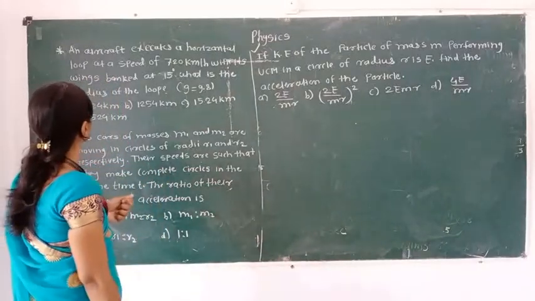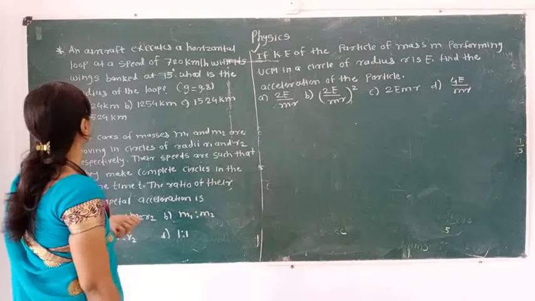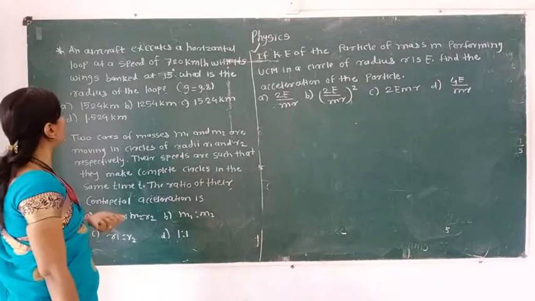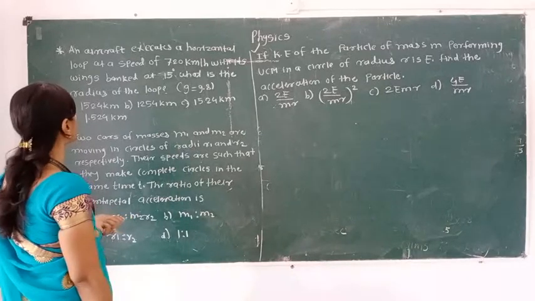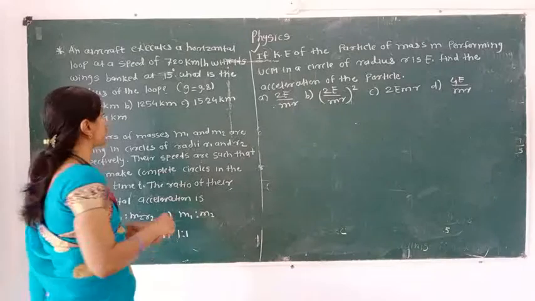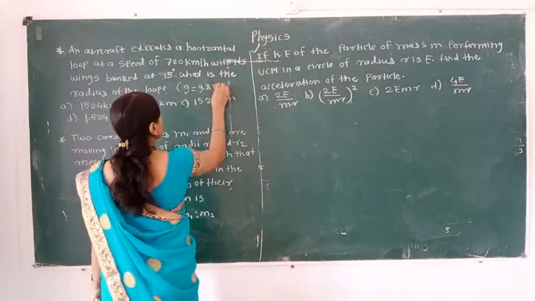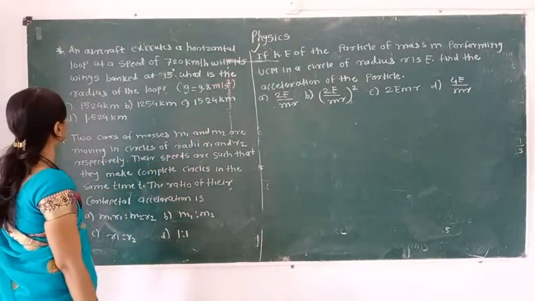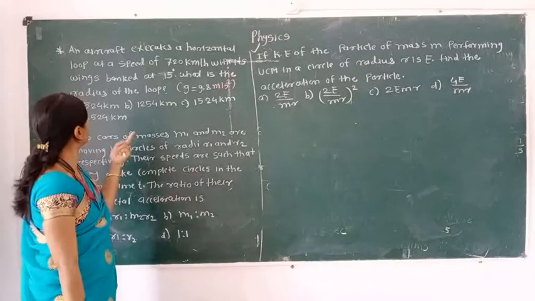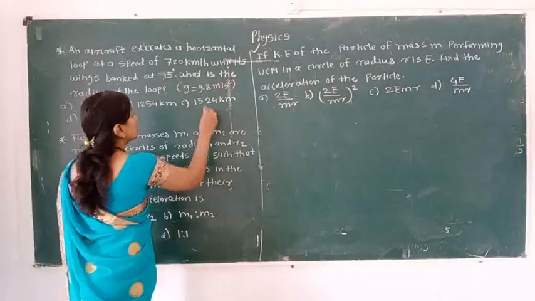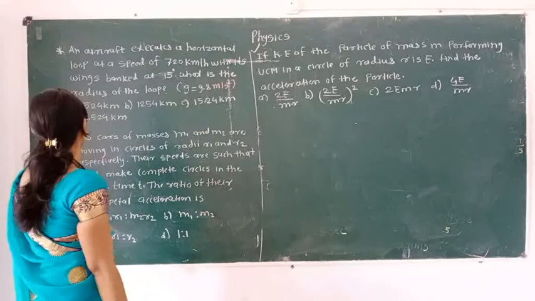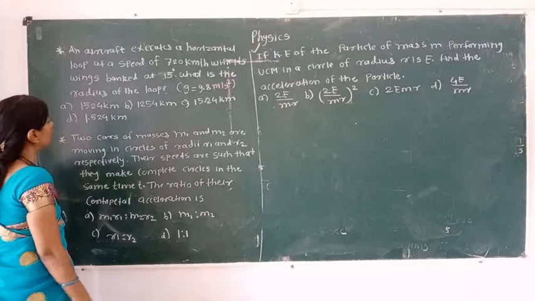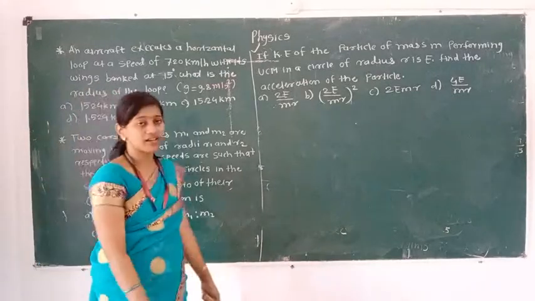An aircraft executes a horizontal loop at a speed of 720 km per hour with its wings banked at 15 degree. What is the radius of the loop? The value of g is given, g is 9.8 meter per second square. The options are 1524 kilometer, 1254 kilometer, 15.24 kilometer, and last one is there 1.524 kilometer.